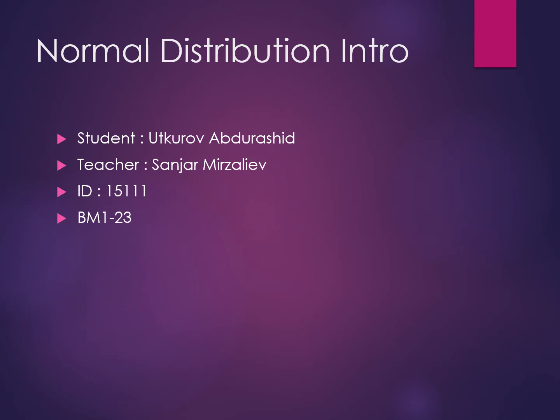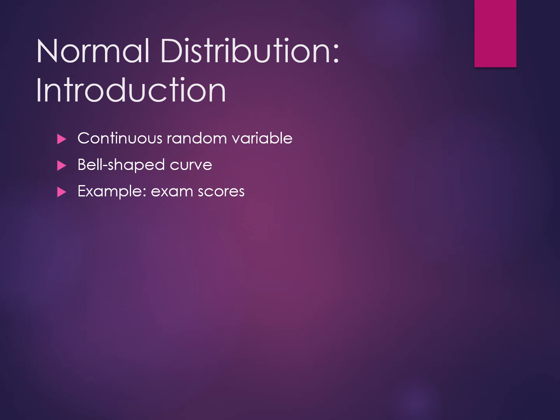My surname is Otkurov. Today I'm going to talk about the normal distribution. Lecture 6. Continuous random variables, especially the bell curve. An example is exam scores.